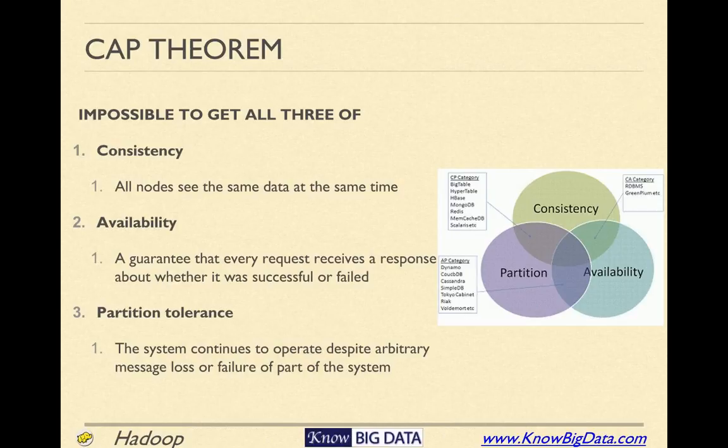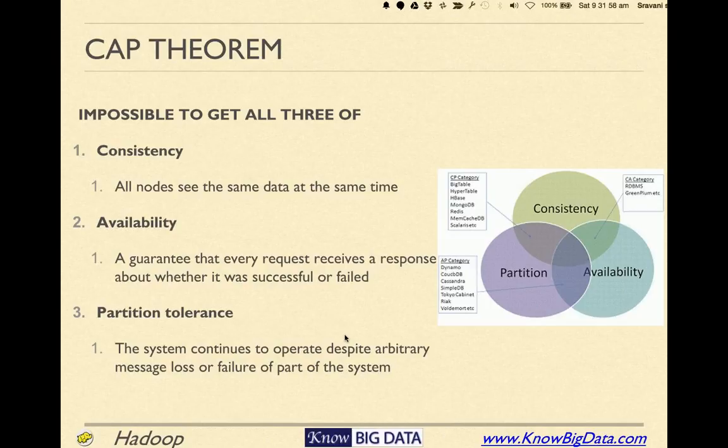Now let me define each of them. Out of CAP, C for consistency, A for availability, P for partition tolerance, at most you can provide two. You cannot provide three. None of the databases can provide all these three features. Now, what does it mean? Consistency means all the nodes at the same time see the same data.